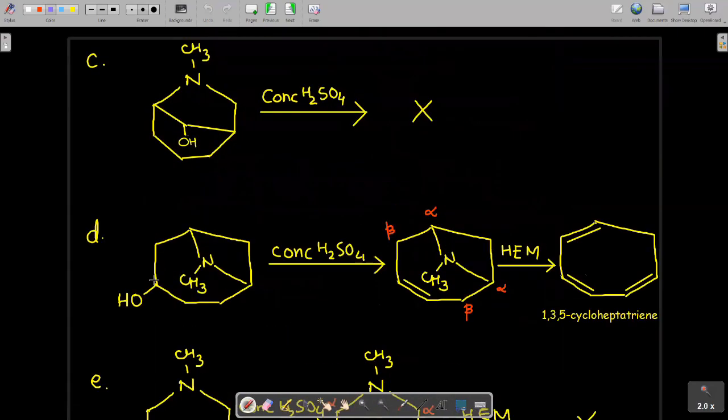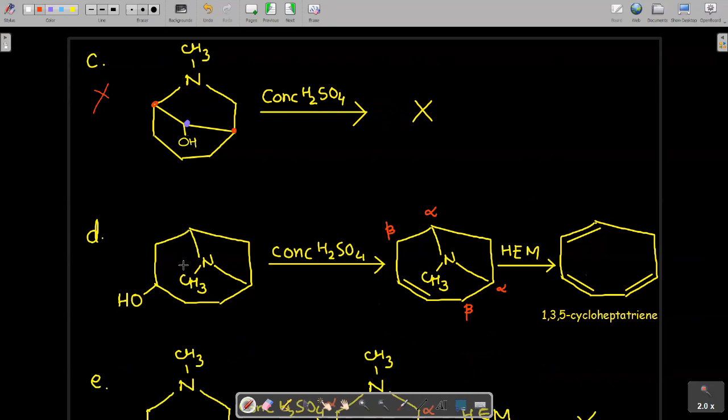Moving to the C subpart, this is our OH. Even if I want to undergo dehydration, this side is the beta H loss or this side, but both are bridgeheads. They cannot undergo dehydration. So my first information itself proves to be wrong. So this cannot be our answer.